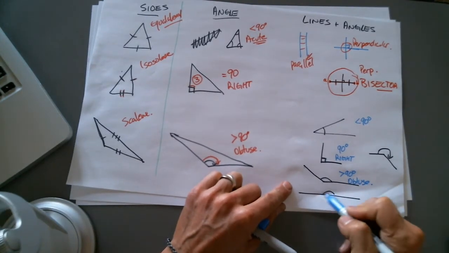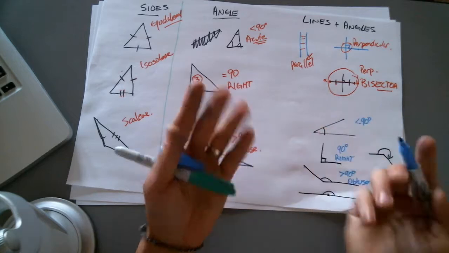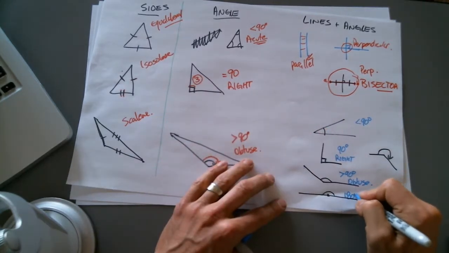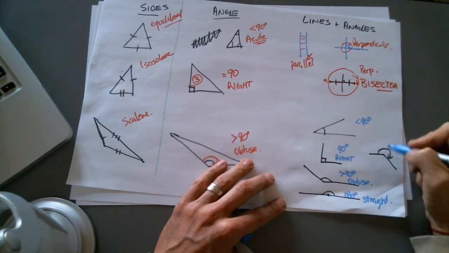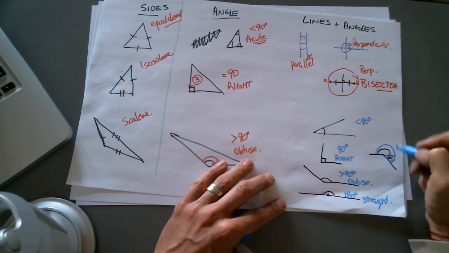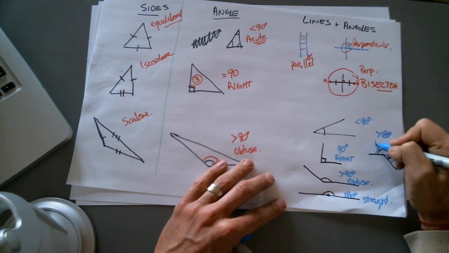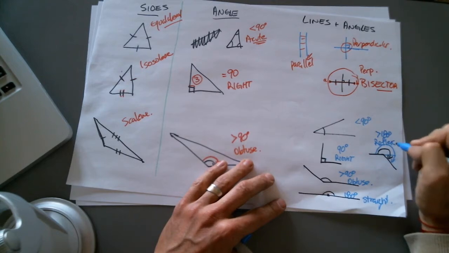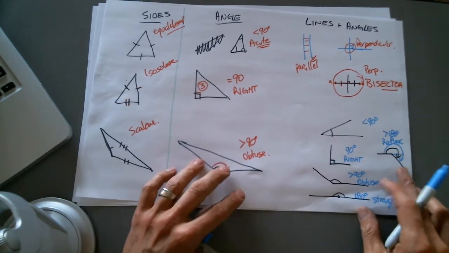Here's the hard one. A straight line, just like when you open up a book, it opens up 180 degrees. That's also called a straight angle. This one goes all the way past 180. So this one is greater than 180 degrees. This is called the reflex angle. I'd like you to try and incorporate all of this stuff into your art piece. Now, some of them you can just identify.